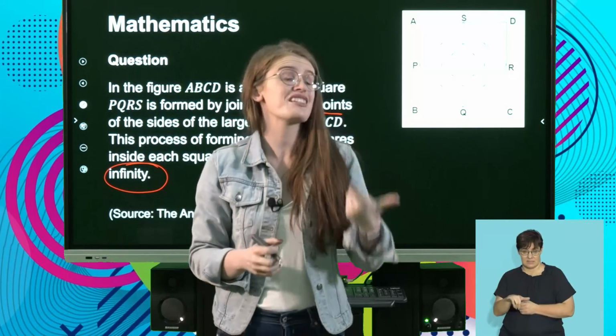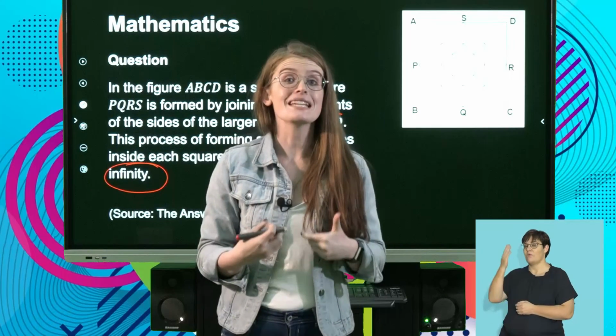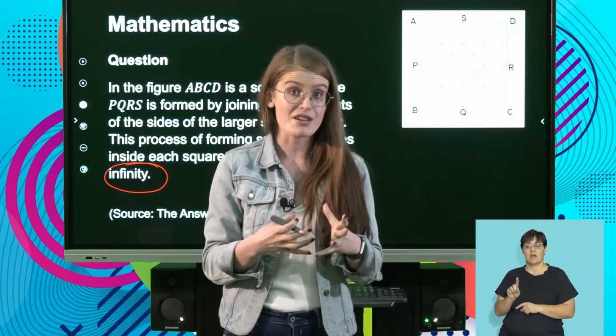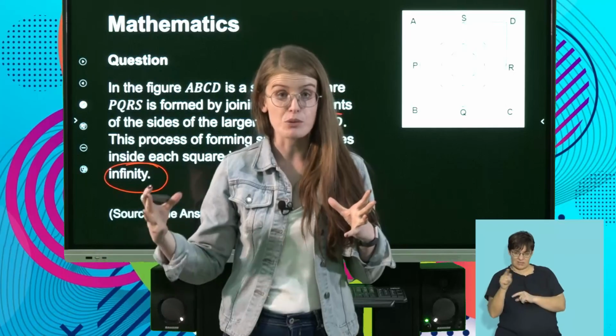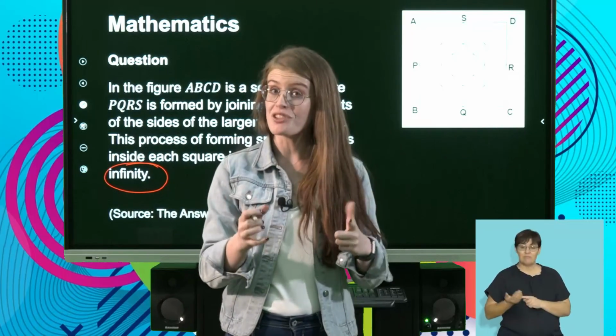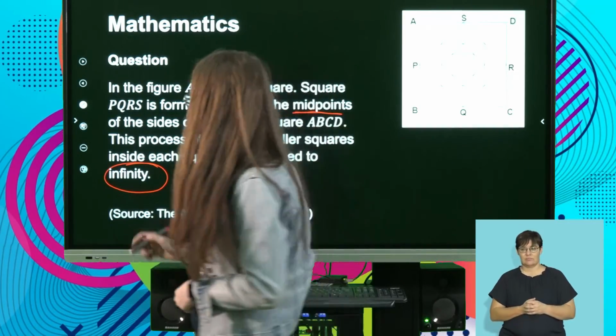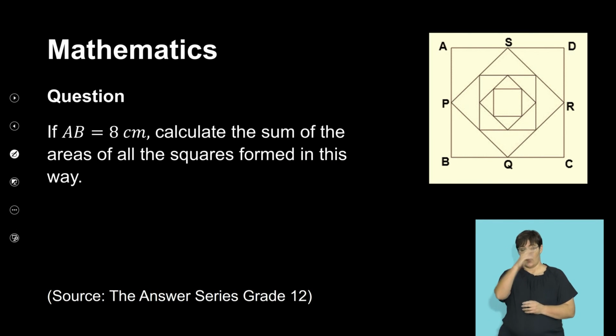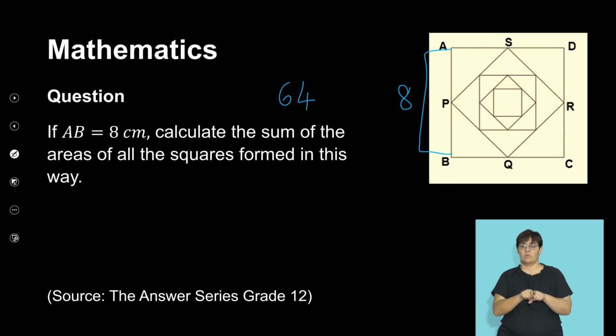So the question itself has given us a clue that we need to know what the value of the areas of an infinite amount of squares would be. But let's go to the board so I can show you how to do it. So we know that AB is 8 centimeters, which means that this length is 8 centimeters, as well as the lengths of all of the other sides of this square. We know that the area would be 64 because 8 squared is 64.